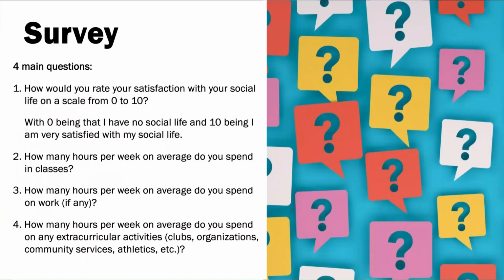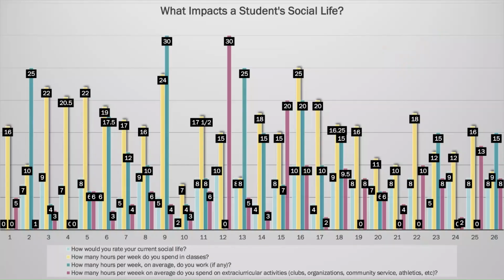So with our survey, we plotted out all our responses from our 26 students. The green represents how would you rate your current social life? The yellow represents how many hours per week do you spend in classes? The blue represents how many hours per week do you work? And then our purple represents how many hours per week on average do you spend on any extracurricular activities?